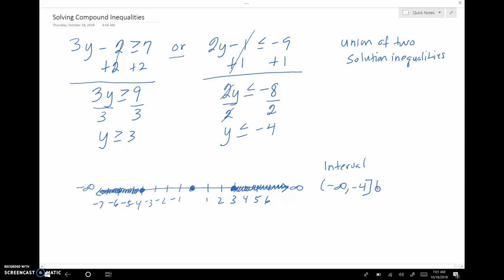And then since the solution is going to be together, we're going to say union, and we're going to have a bracket. Since it's a closed dot, we have 3 to infinity, parentheses. So this is the interval solution.